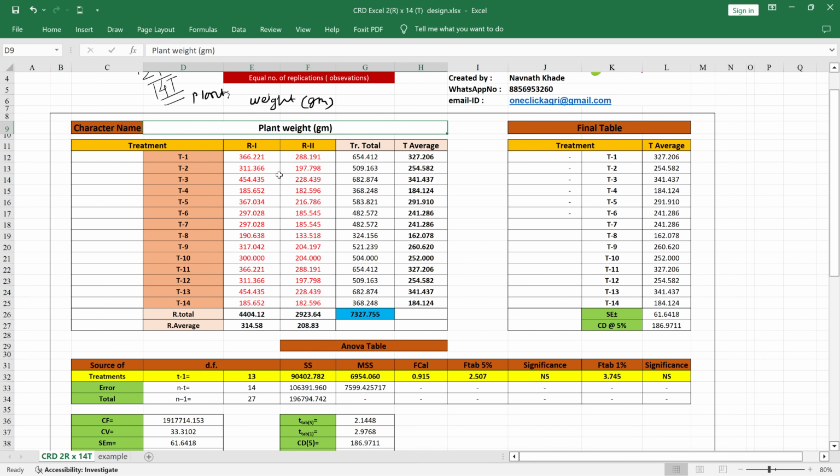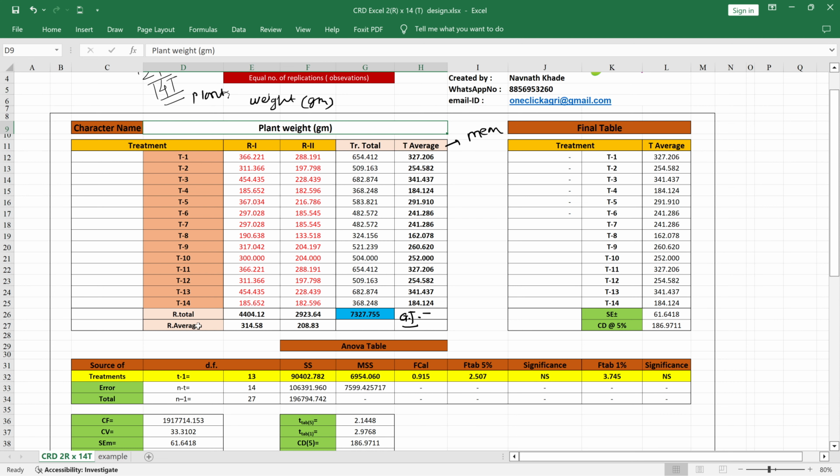We pasted our original data, which is obtained from our field, into this design, and the design will do everything automatically, so you don't need to do anything by hand. You just need to copy and paste the data in the red color values. The design will do the treatment total, whatever it may be. You will get the treatment total, you will get the GT. GT means grand total.